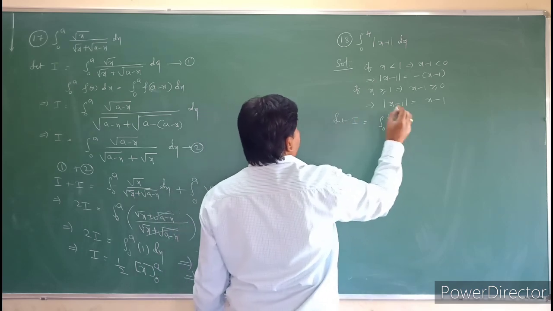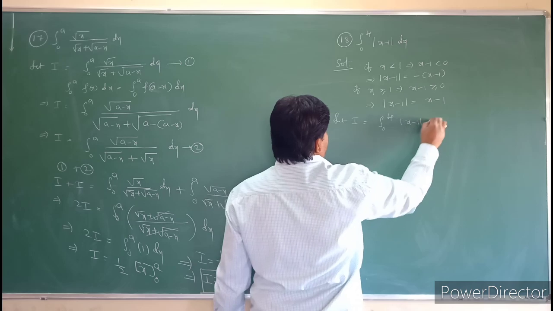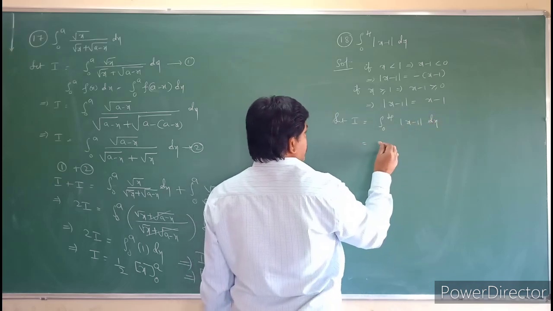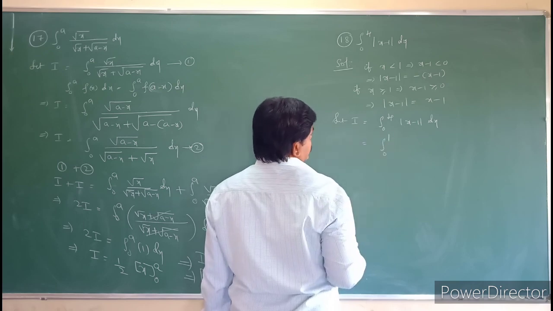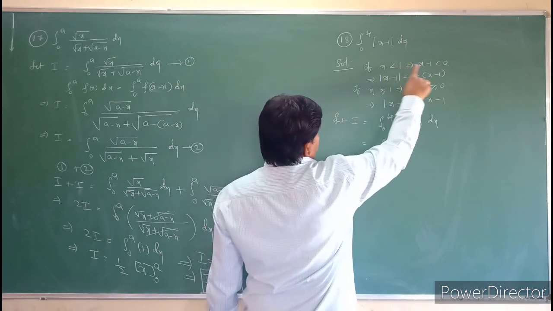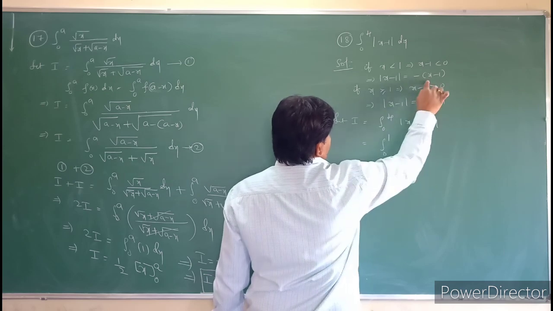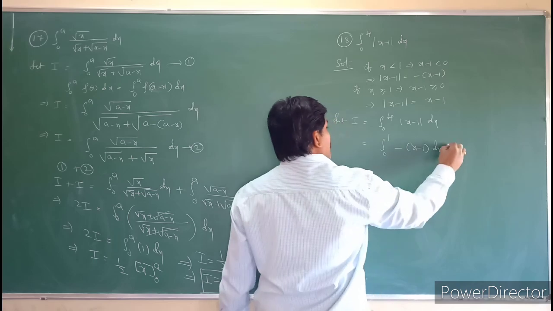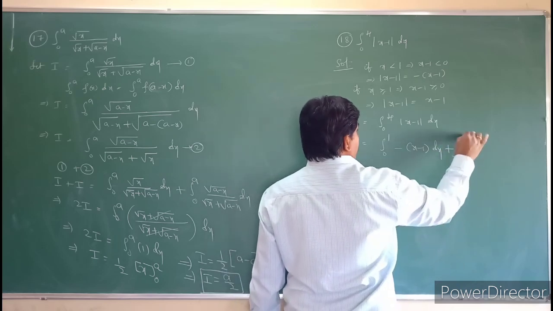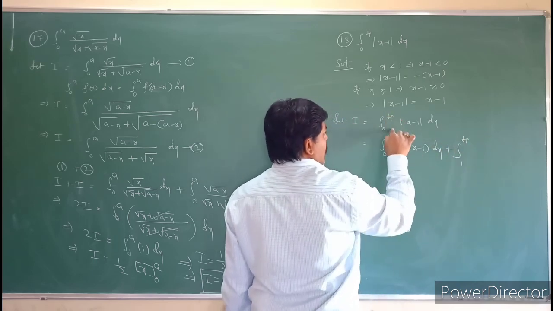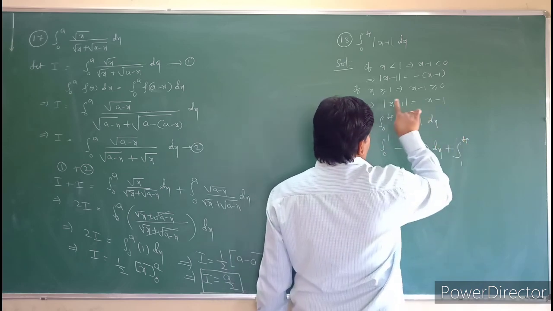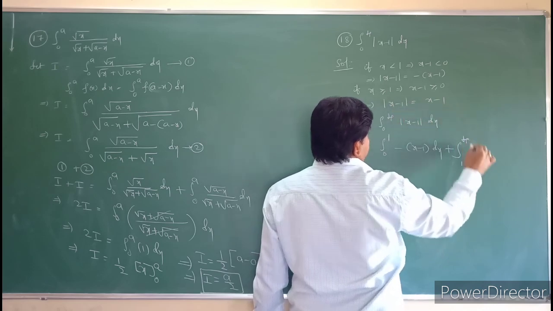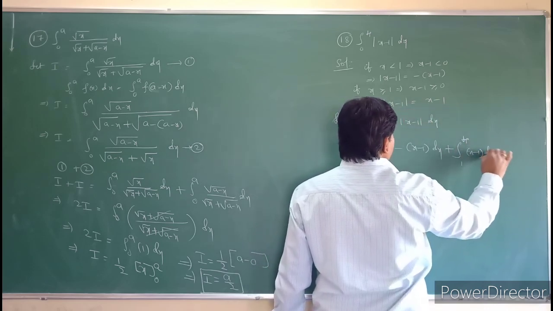integral 0 to 4 of mod x minus 1 into dx. This value you can split. What are the limits we have to split? Integral 0 to 1: in this case, mod x minus 1 will become minus of x minus 1 into dx, plus the next one, integral 1 to 4. In the integral 1 to 4, x value is greater than 1, so mod x minus 1 is x minus 1 into dx.